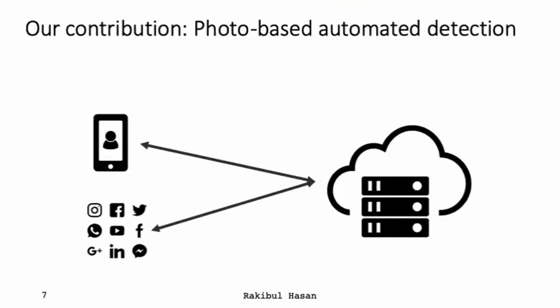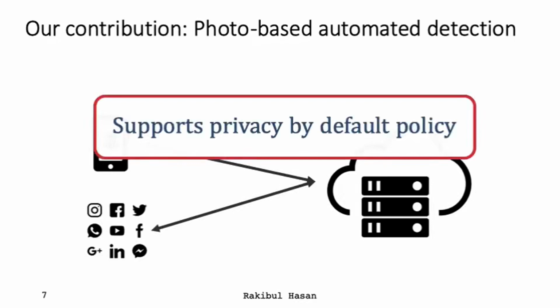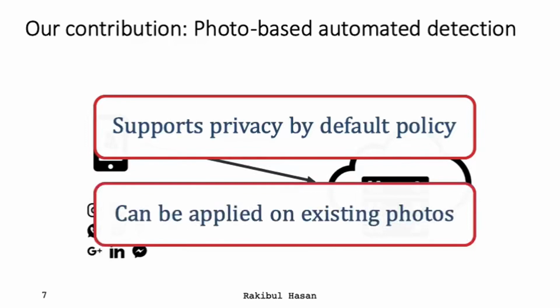This system can be deployed as a cloud service so that photo taking devices and any social media platform can use it whenever photos are captured or uploaded. There are two primary benefits to this approach. First, it facilitates establishing a privacy by default policy by attempting to protect the privacy of bystanders without requiring them to use any specialized application or to share sensitive data such as facial features and location. Secondly, in addition to new photos, this system can be applied to images that already exist in devices or cloud servers.